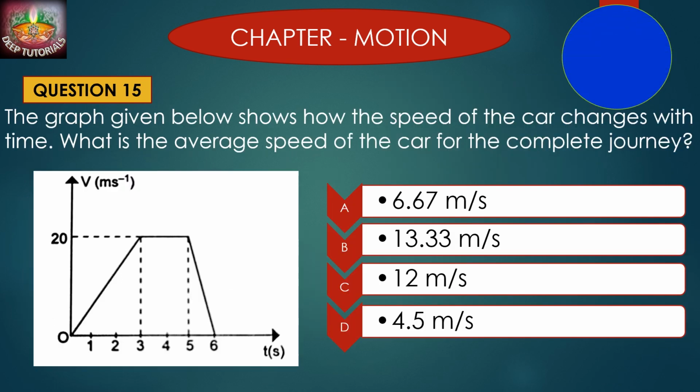Wonderful students. You are at question number 15, the last question. The graph given below shows how the speed of the car changes with time. What is the average speed of the car for the complete journey? Your options are 6.67 meter per second, 13.33 meter per second, 12 meter per second, or 4.5 meter per second. Isn't it quite an interesting question to solve?